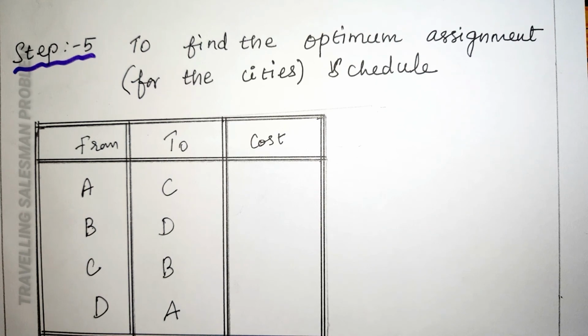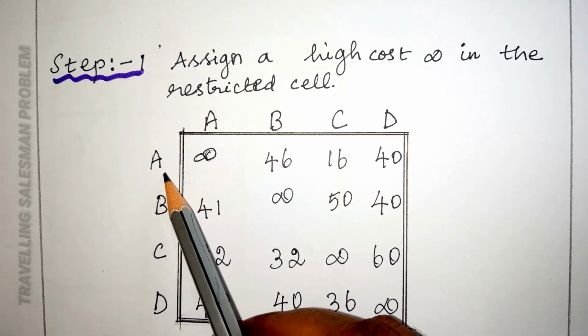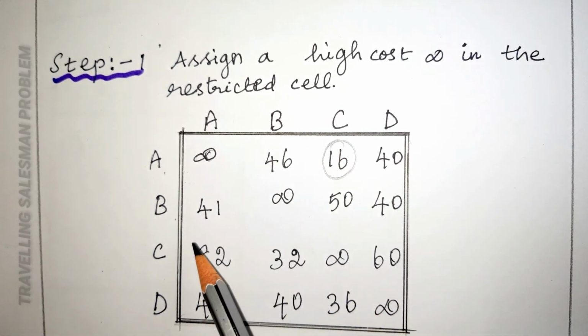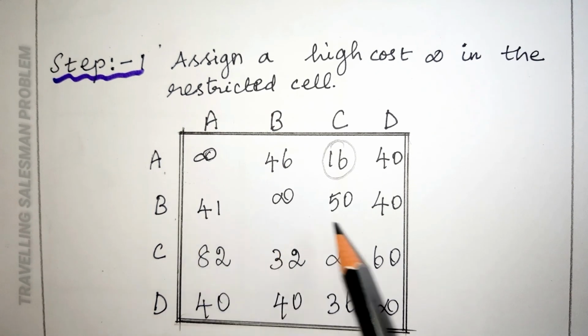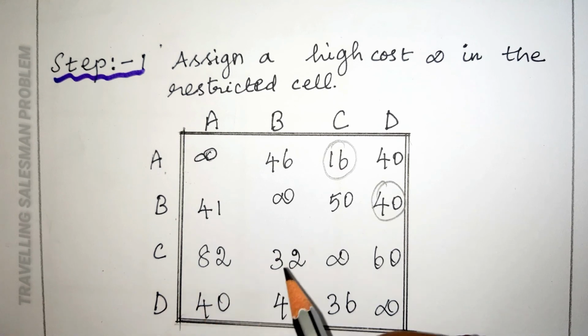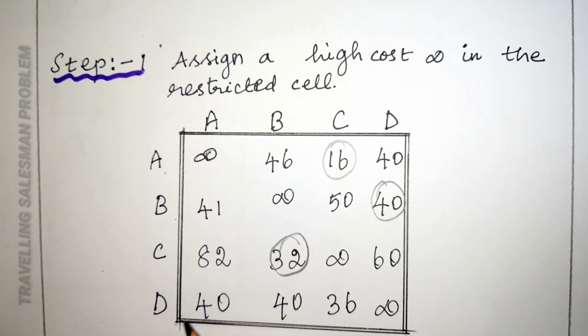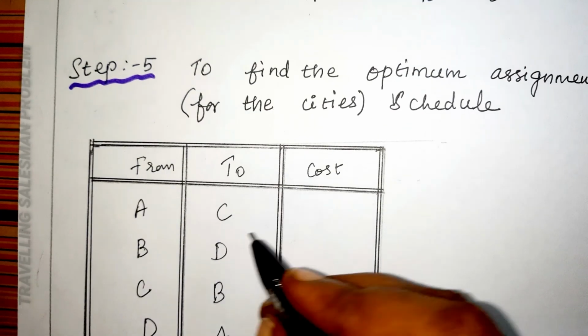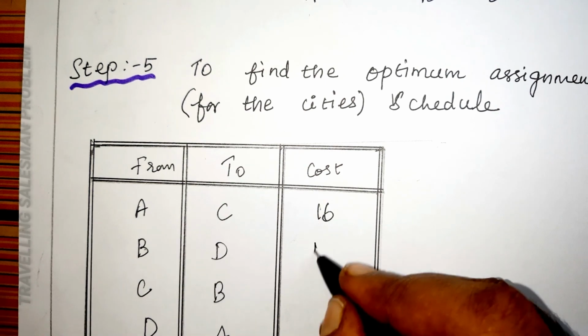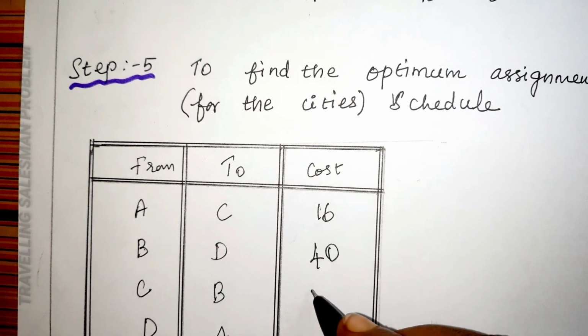We write the cost from the original problem. City A to city C first. So the cost is 16. Then city B to city D. The cost is 40. City C to city B. The cost is 32. City D to city A, the cost is 40. The cost is from A to C 16, B to D 40, C to B 32, D to A 40.